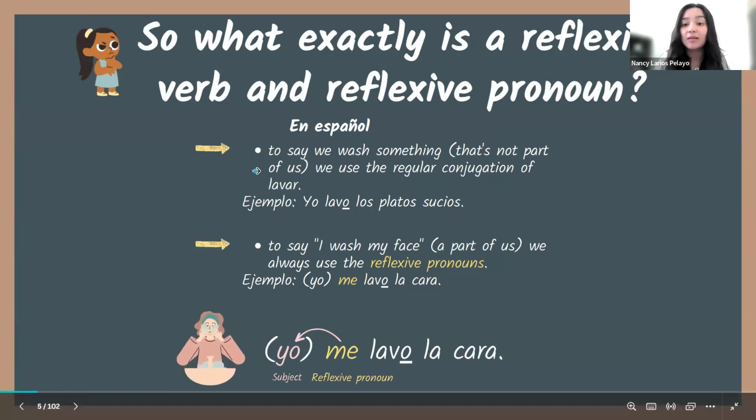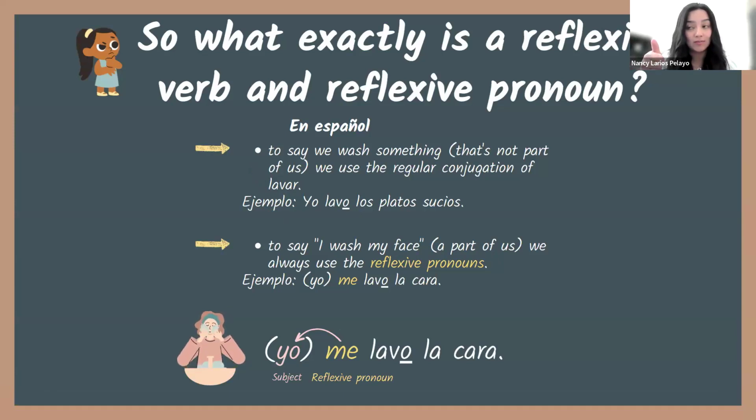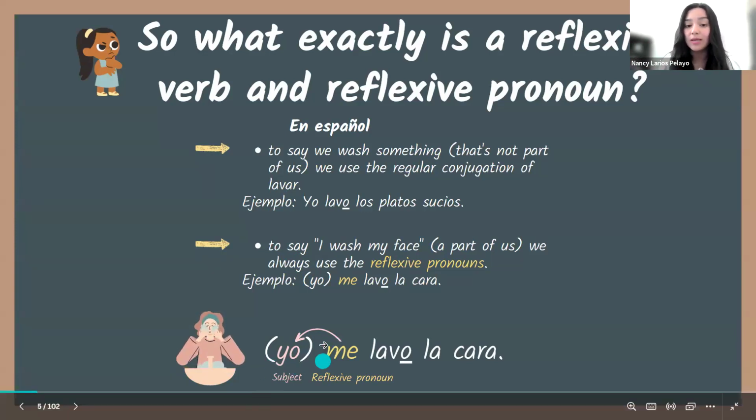So to say we wash something that's not part of us, like dishes, cars, clothing, we use the regular conjugation of lavar. Yo lavo los platos sucios, like in those examples I gave you at the beginning, right? I wash. To say that I wash my face, right? We always need to have a reflexive pronoun. For example, we've been working with me lavo la cara, me ducho, me cepillo los dientes, right? Me, that would be a reflexive pronoun because I am the subject. I'm doing that to myself, right? So yo me lavo la cara.